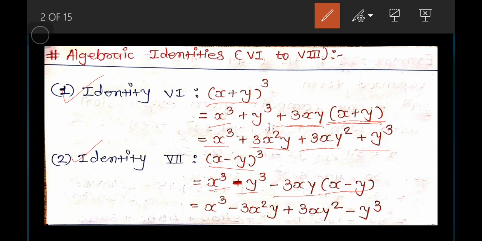Again we can find this product in its simple form. So x cube, we multiply minus 3xy with x, that is minus 3x square y, then minus 3xy into minus y, minus times minus will be plus 3xy square, and at last we put minus y cube. So we remember these identities, identity number 6 and identity number 7.